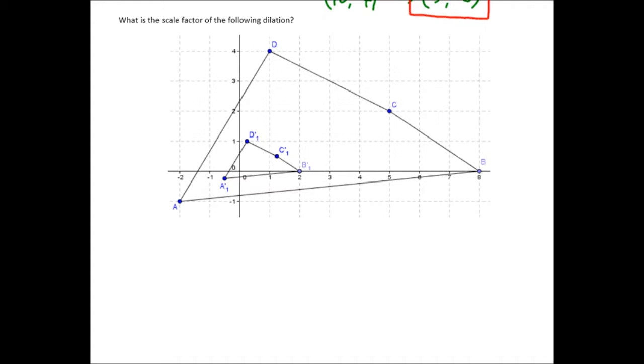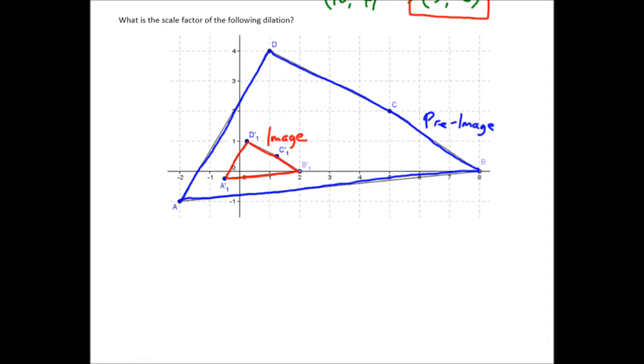Finally, we take a look at a graph and identify the scale factor from the following dilation. First thing we need to do is identify which is the image and which is the pre-image. Since we're not told, we have to make an assumption based on the notation. A is typically used as a pre-image. Anything with a prime is typically used as an image. So, the pre-image is quadrilateral ABCD, while the image is quadrilateral A', B', C', D'.